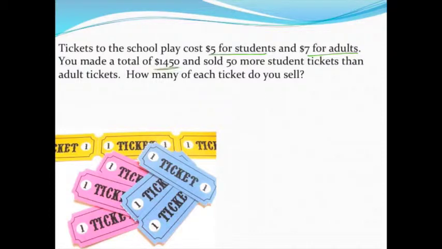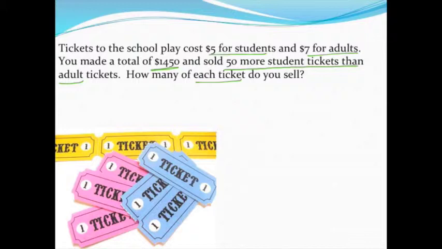I know how much money I made altogether, and notice this time, I sold 50 more student tickets than adult tickets. So it's not a total, I didn't sell a total of 50 tickets. I sold 50 more student tickets than adult tickets. So my amount equation will be slightly different. So again, the question is how many of each type of ticket did I sell? So there's two variables, two unknowns.